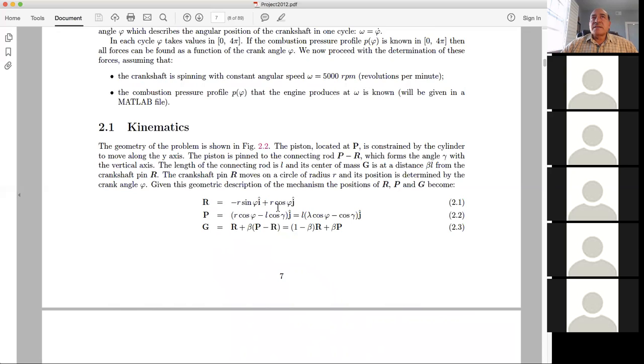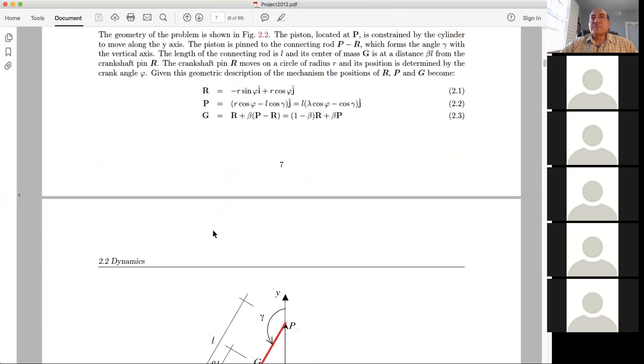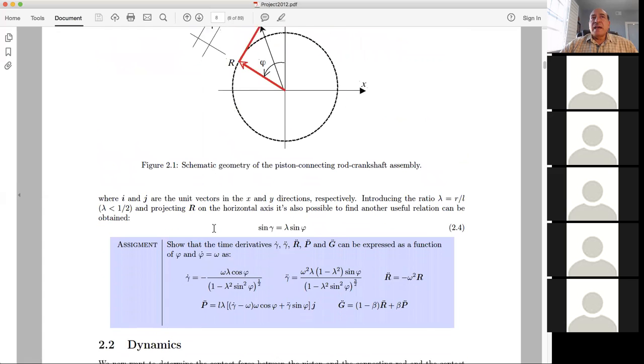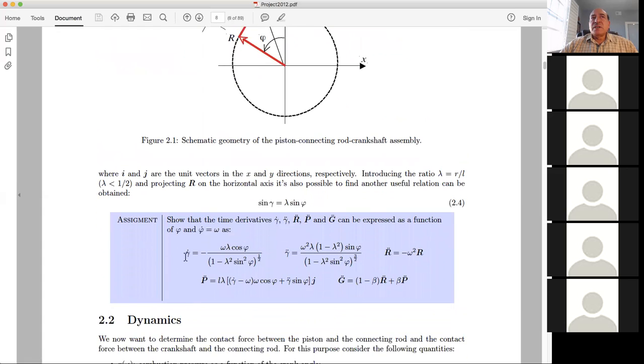Little r is constant. So when you do the derivative, you use the chain rule: dr by dt is dr by d phi times d phi by dt, and then you just go across and do this derivative twice. So you get r double dot, p double dot, g double dot. And I wanted to show this assignment here by your hand.